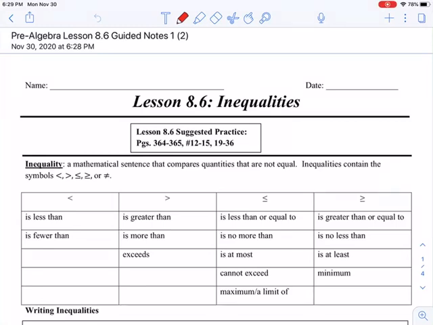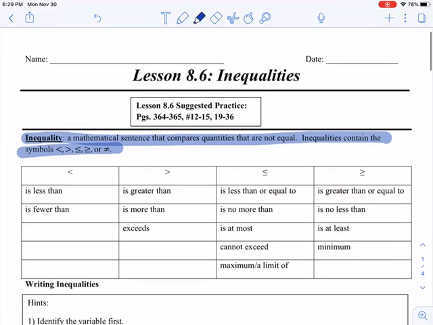Let's move on to lesson 8.6 on inequalities. And here's a definition of inequality. It's a mathematical sentence that compares quantities that are not equal. Inequalities contain the following symbols. And then you can see the words that go with those symbols. The last one there is a not equal to. It's an equal sign with a slash through it.